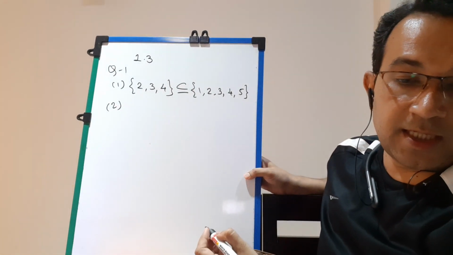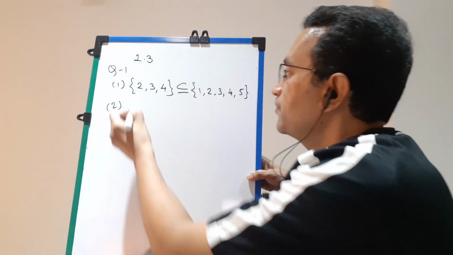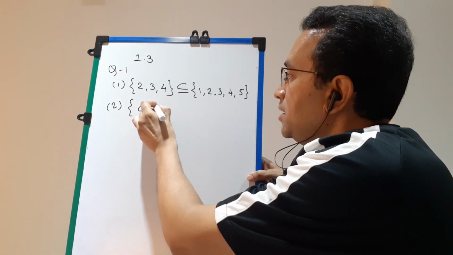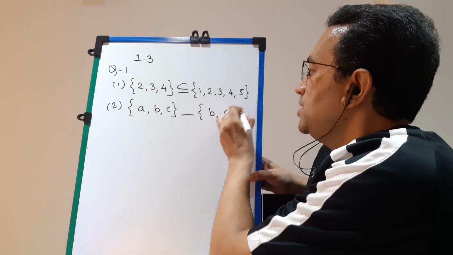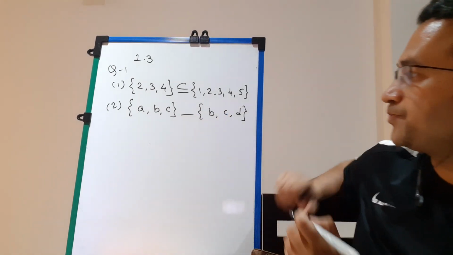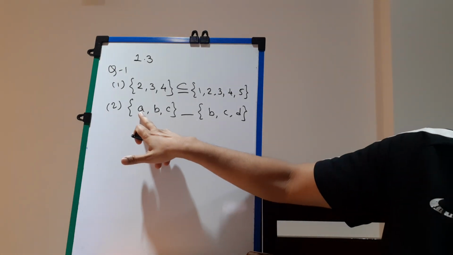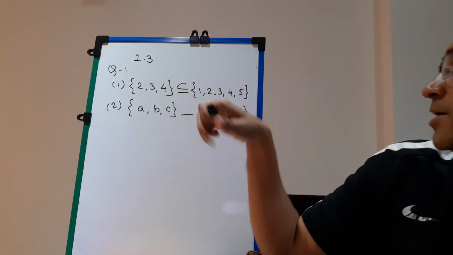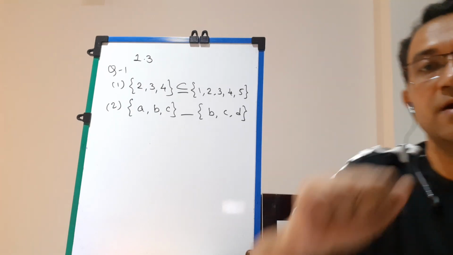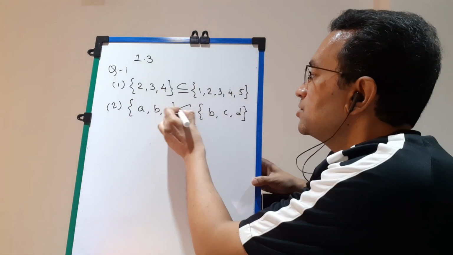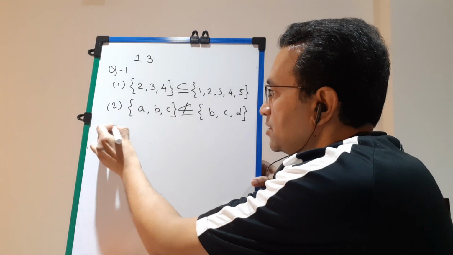Second statement, {A, B, C} dash {B, C, D}. Now check here, A is the different element and here D is the different element. So the first set is not a subset of the second. So here it will be not a subset.